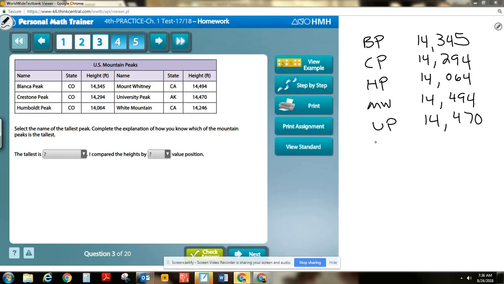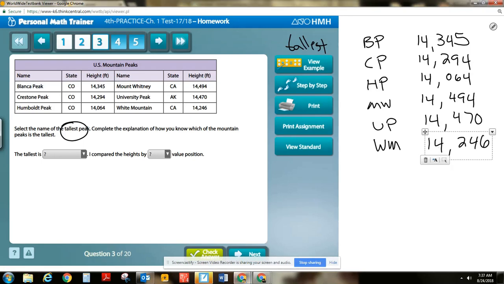I know these numbers are big, and I know there's a lot of them. You just have to take your time, line up your place value, make sure that you're looking back into the question because I want the tallest peak, so I want the greatest number, right? Well, I don't start in the ones place when I'm comparing numbers. I start in the highest place value, the 10,000s, and I notice they're a tie. Then I go to the thousands place, tie. Keep going, right? Now I go to the hundreds place. Which one of these is the highest?